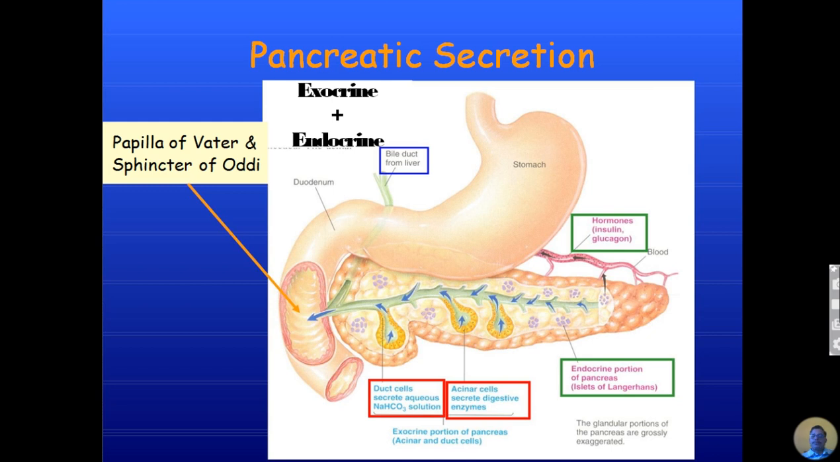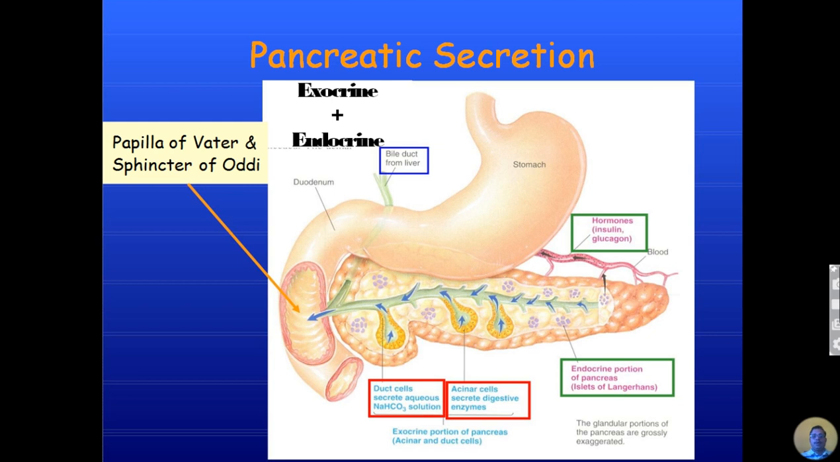So, the papilla of Vater. The first important role of this papilla of Vater is to regulate, and it is also called the sphincter of Oddi. Now, the sphincter of Oddi is actually regulating the entry of the pancreatic secretion as well as the bile.